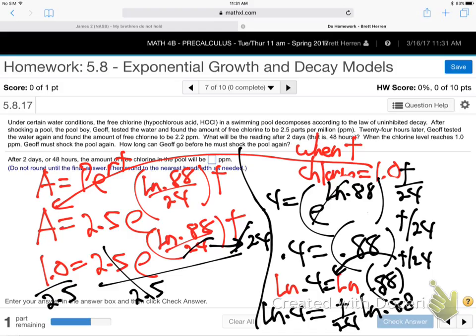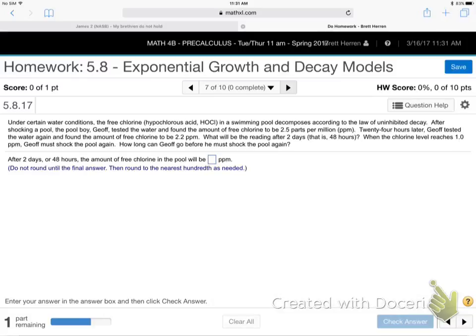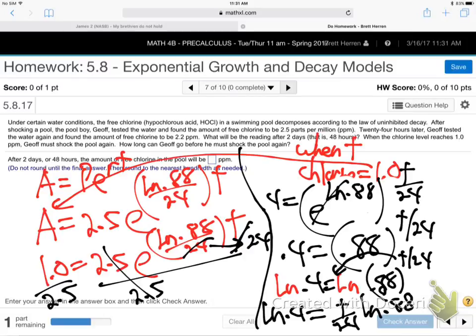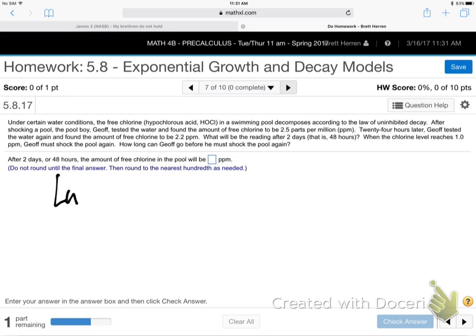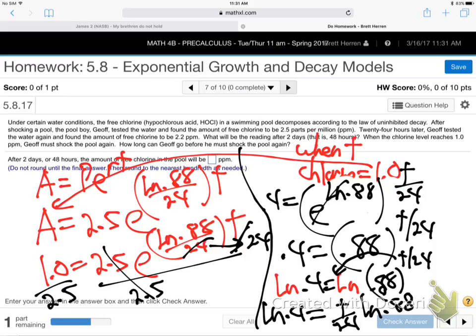We good? Can I go to a fresh screen? So this is the fourth screen on this crazy problem. Ln of 0.4 is t over 24 times ln of 0.88. So everybody got that copied down? We good with all those steps? See what happened there? The e and the ln canceled, with 0.88 as the base to the t over 24. Took the ln of both sides, and it dethrones the power like it always does. T over 24 times ln of 0.88.